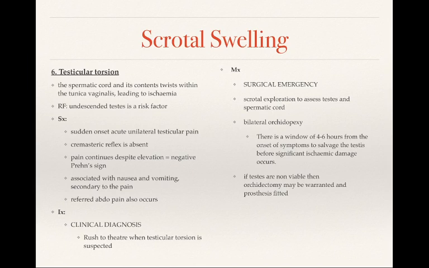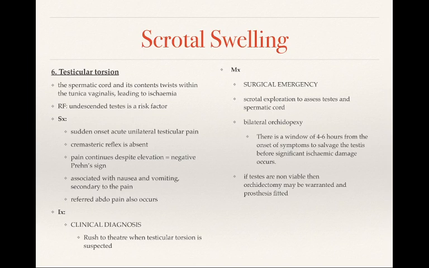And finally, you have testicular torsion. Testicular torsion is when the spermatic cord and its contents twist within the tunica vaginalis, leading to ischemia. A major risk factor of testicular torsion is undescended testes. It presents with sudden onset acute unilateral testicular pain. It is painful. And the cremasteric reflex is absent, which is the opposite of epididymo-orchitis.